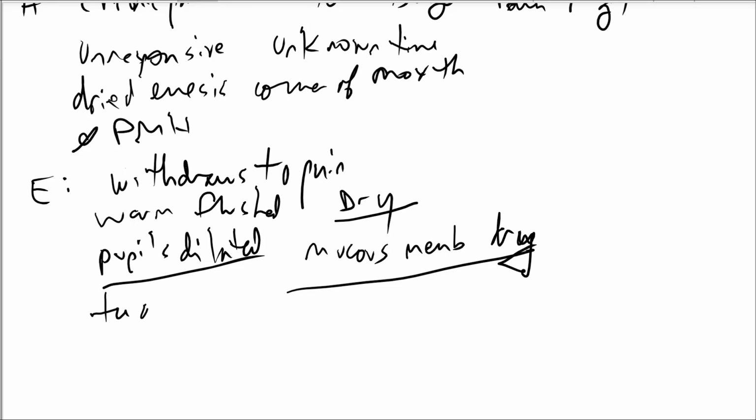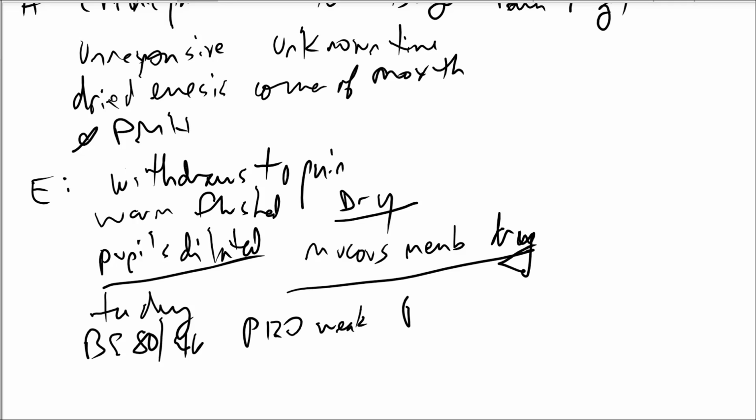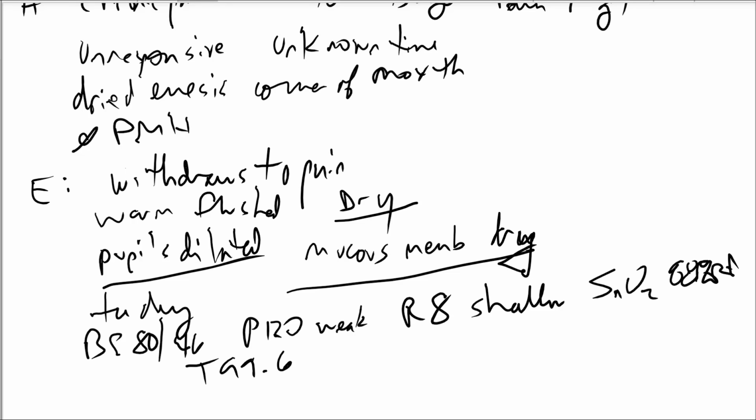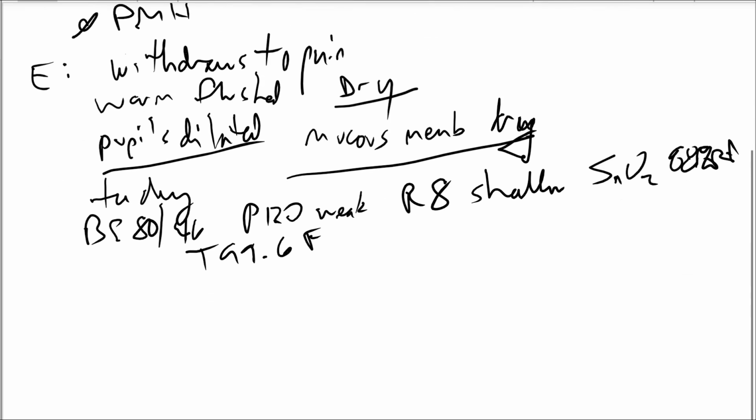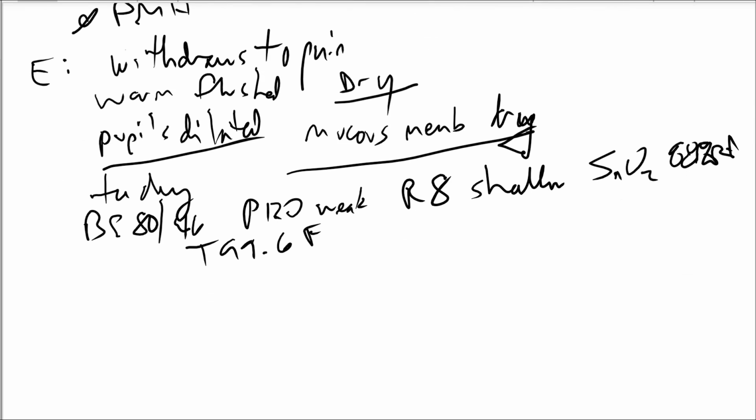She's tachycardic. Blood pressure, she's hypotensive at 80/46. Her pulse is 120. It's weak. She's breathing at 8, shallow. SAT is 88% on room air, and her temperature is 99.6. So, any other diagnostics or assessments indicated in this patient?